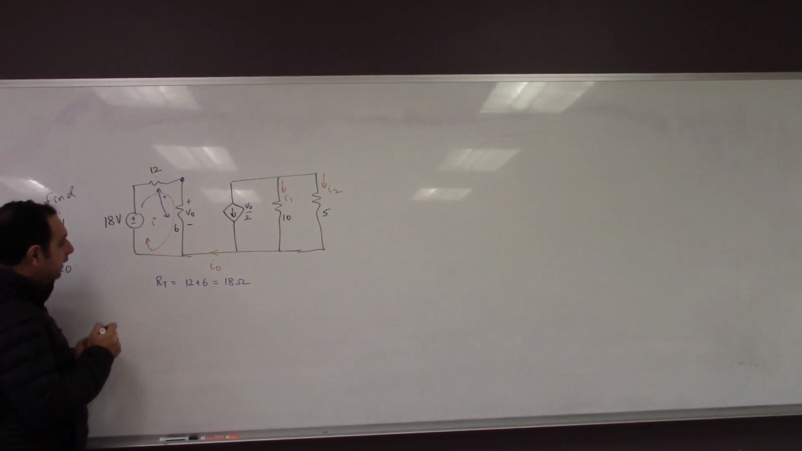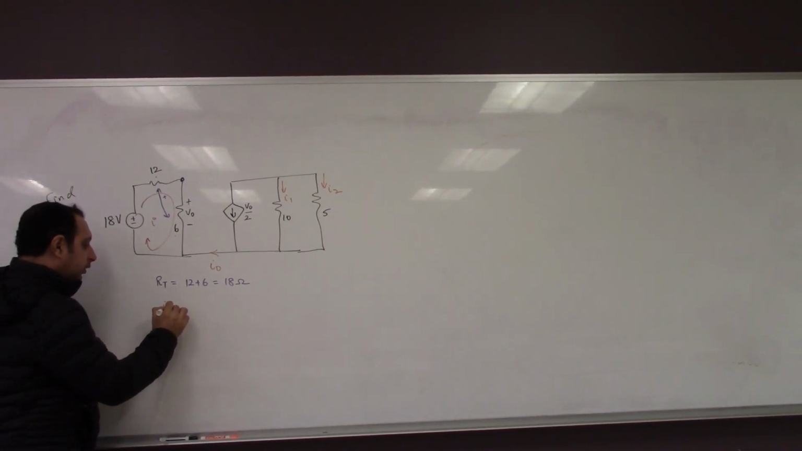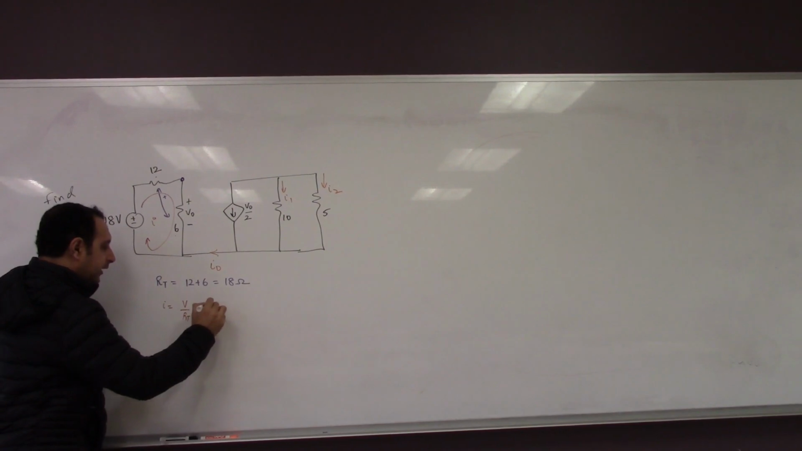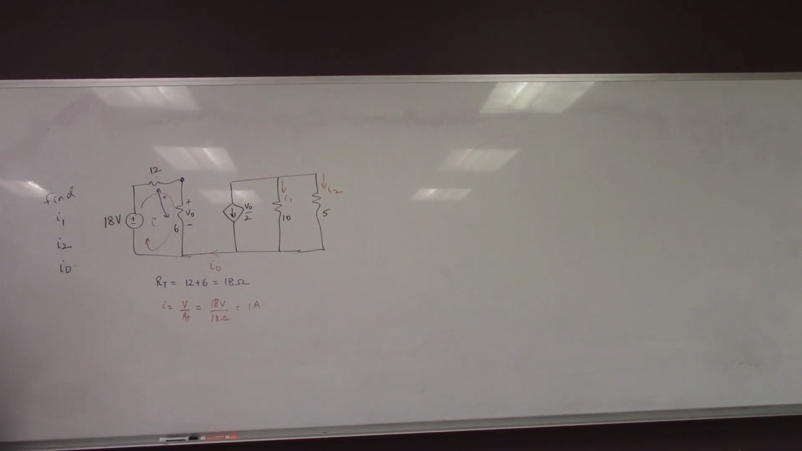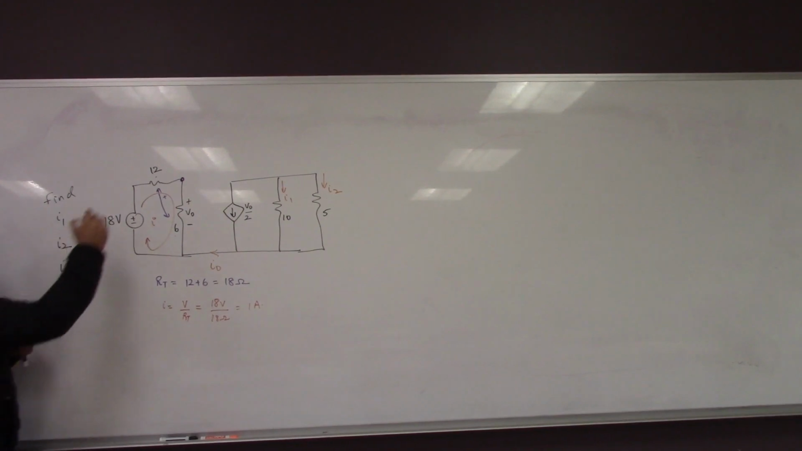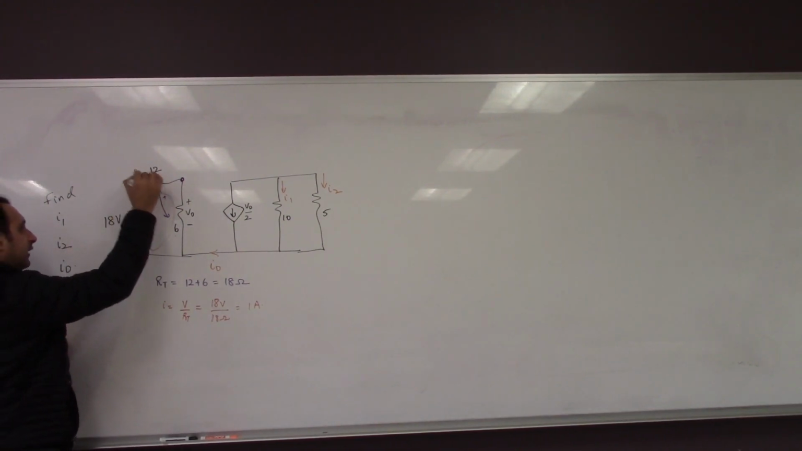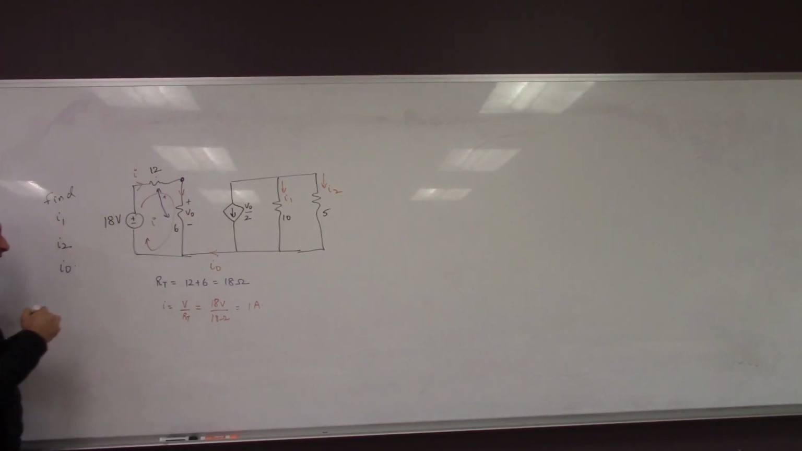Okay, we'll just call it I. So I will be equal to the source V over the total resistance, which is nothing but 18 volts divided by 18 ohms. That's going to be equal to 1. So 1 amp flows through 12, and the same 1 amp flows through 6.